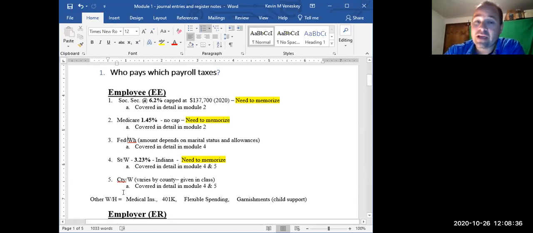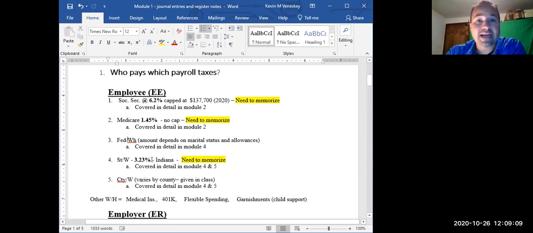State and county. For Indiana, we have a state and county tax, and that's how I'm going to base this course, on the Indiana rules. For some states, they may not have one or either of these. For example, a state like Florida does not have state withholdings. They don't tax you on your income at the state level. They get their money in other ways. And we're actually going to have a discussion board on that when we get to Module 5. We're going to see how other states make up for this lost amount that they're not taxing.